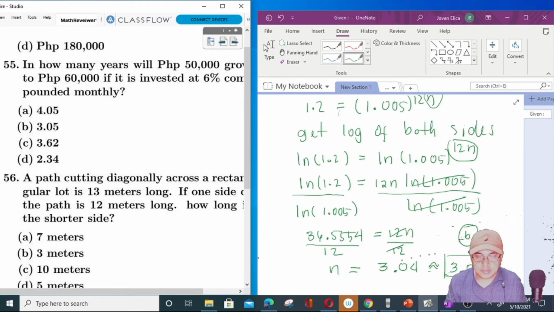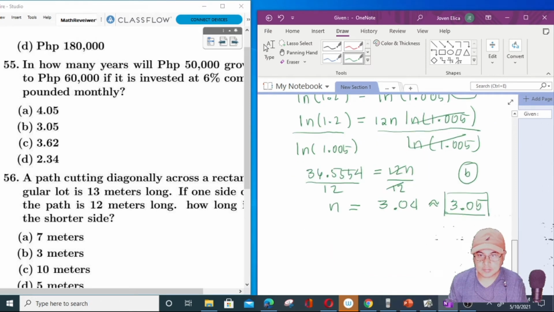Okay, number 56. We are now done. Number 56 is solid geometry.